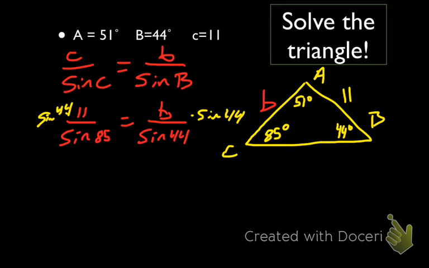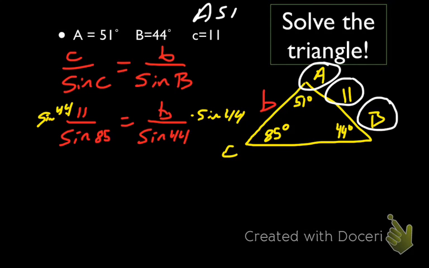I was given angle, side, angle, right? So I'll try to write that a little neater. I was given angle, side, angle. That was my given information. So this was an angle, side, angle situation. That's why the law of sines works. 7.7. So little b equals 7.7. That's fine. Now, in the interest of time, I'm not going to go find little a, but it would be the same process. I'd use c over sine of C equals little a over sine of A.